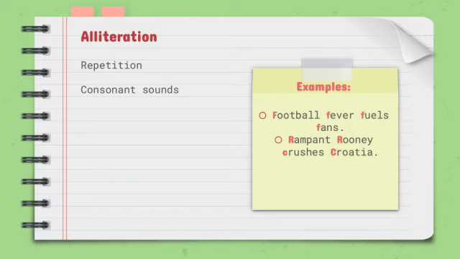We also see that the F is found at the beginning of the word and is the first letter of every word. The next example is rampant Rooney crushes Croatia. Here we see a different type of alliteration in the sense that there are two letters being repeated. In the first two words, the letter R is repeated at the beginning of the words. In the last two words, we see the letter C that is being repeated.